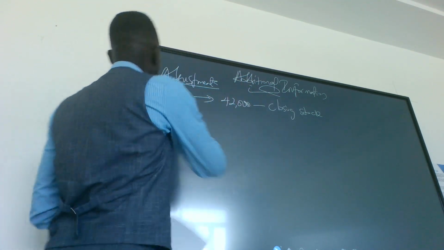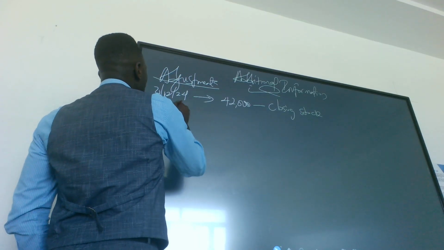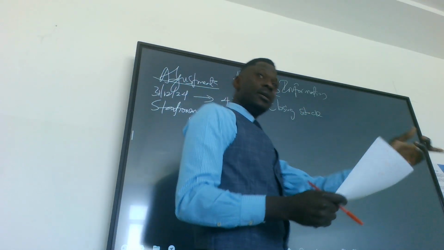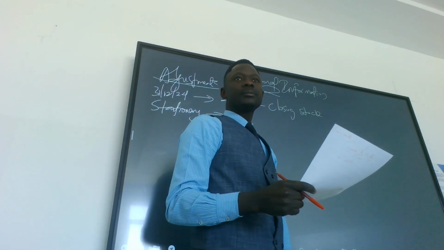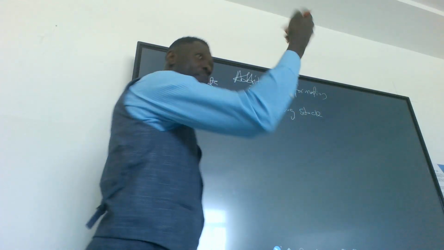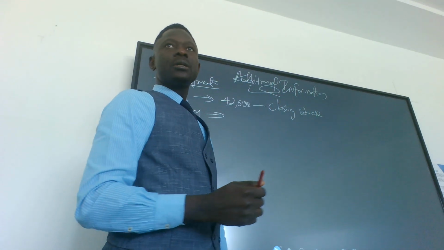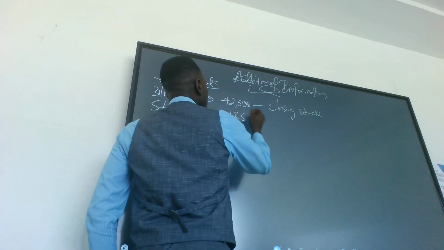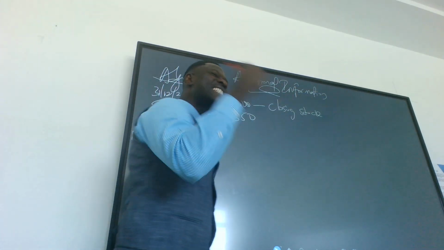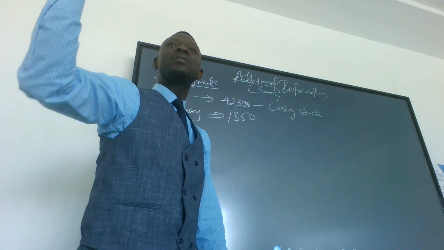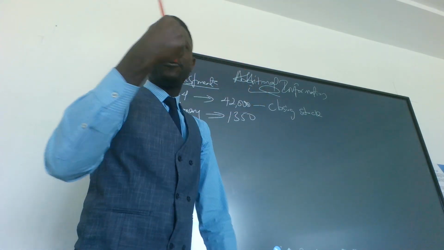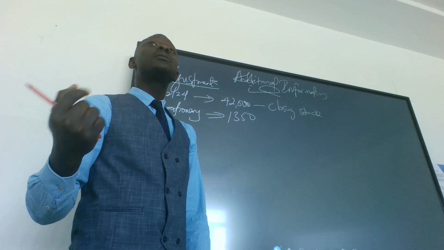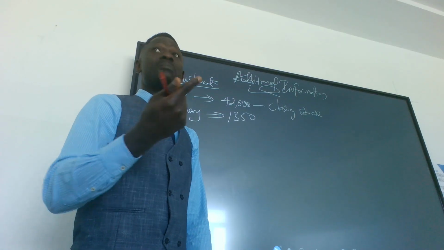The next one is stationery. The additional information has 600. In your trial balance, what do you have for stationery? 1,350. And what was stated? What was the sentence? Stock of stationery 31st December 2024. That is what was stated.